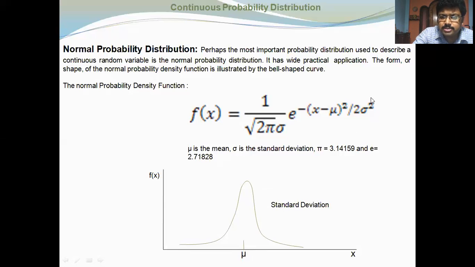The normal probability density function is this: 1 by root 2 pi sigma, e to the power minus (x minus mu) whole square divided by 2 sigma square. Here pi is equal to 3.14159 and e is equal to 2.71828. This is the normal probability density function. You should remember this.